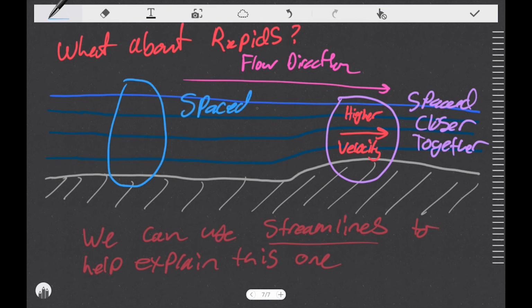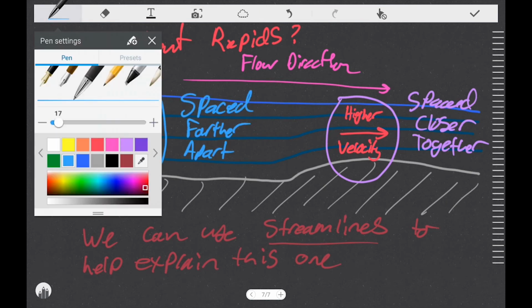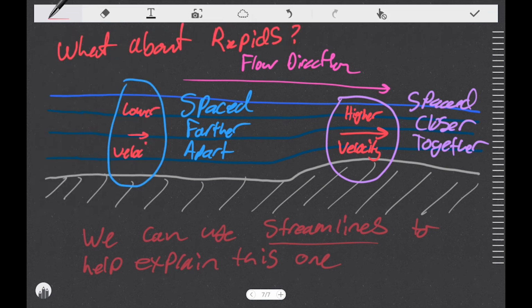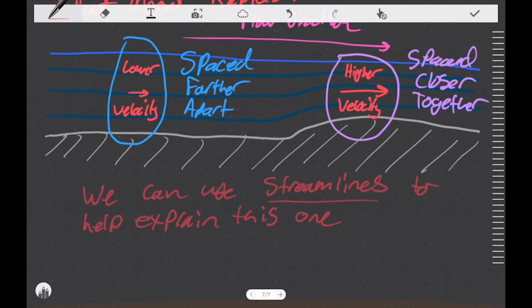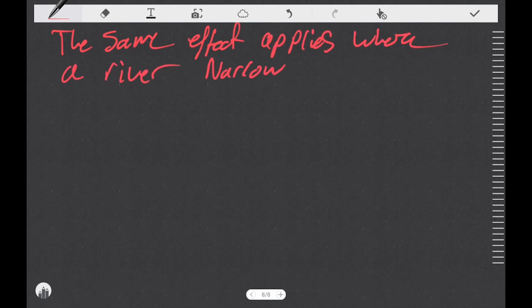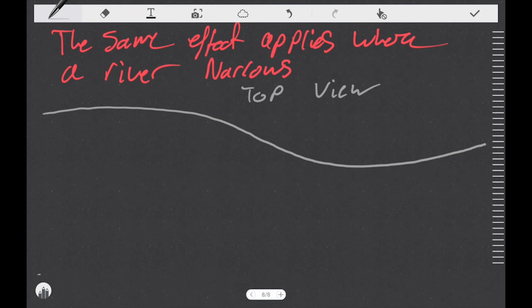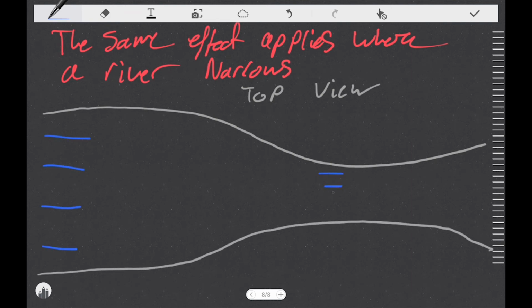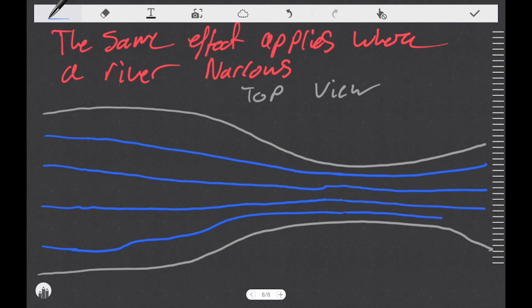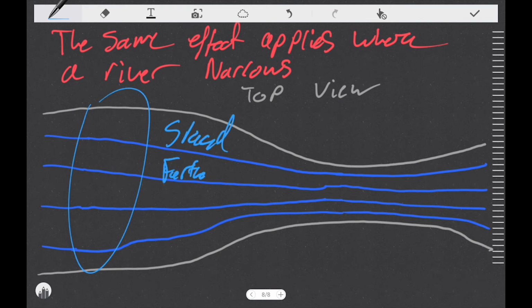If we look back towards the beginning of the diagram, we see that the streamlines are spaced farther apart. And that tells us that we have a relatively lower velocity flow. This is a situation where having a shallower flow could actually lead to a higher velocity. And like I said before, it's an exception to the general rule that I presented before. The effect that we see with rapids is the same as what we see when a river narrows. So to illustrate that, I'm going to give you a top view and fill in some streamlines. What we can see is that the streamlines end up closer together where the river necks.